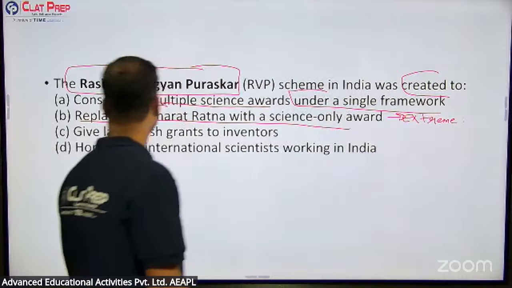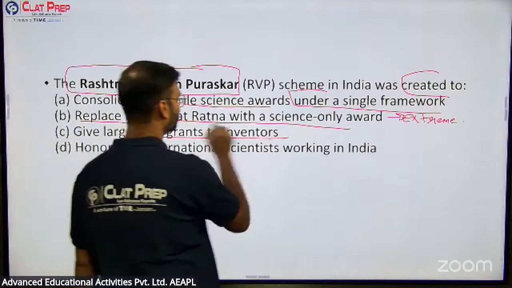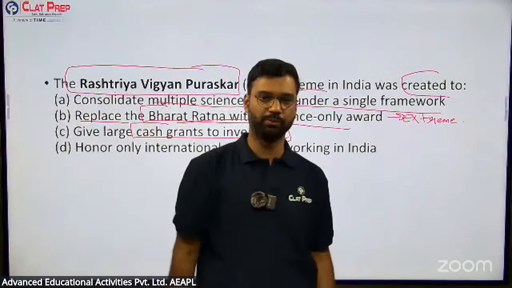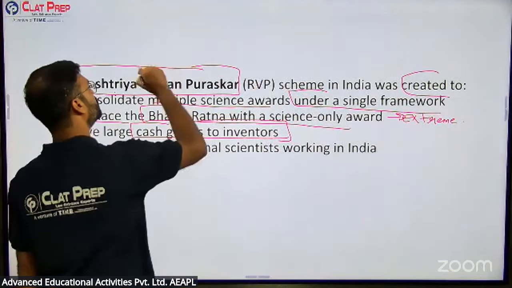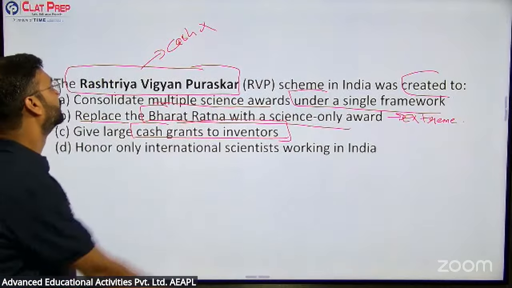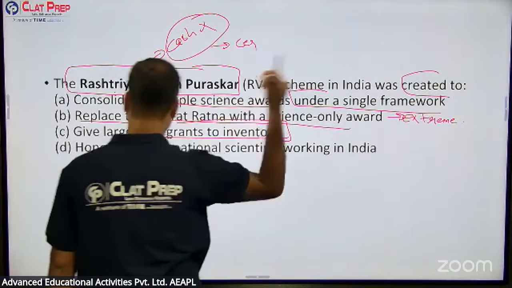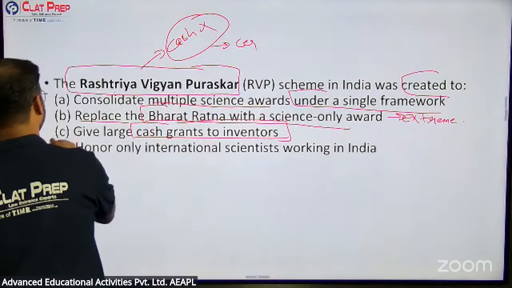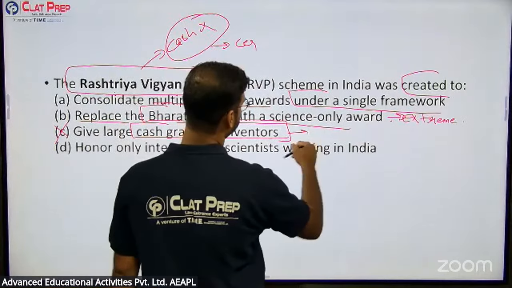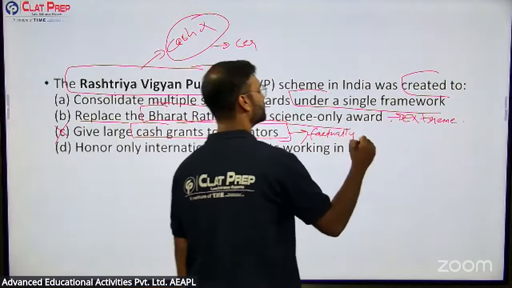Then, give large cash grants to inventors. Even if you know some information about the Rashtriya Vigyan Puraskar award, you would know that there is no cash prize involved here. There's only a certificate, a memorial and a medal. So this option is also incorrect. This one you have eliminated because it's an extreme statement, and this one because it is factually incorrect based on your knowledge.